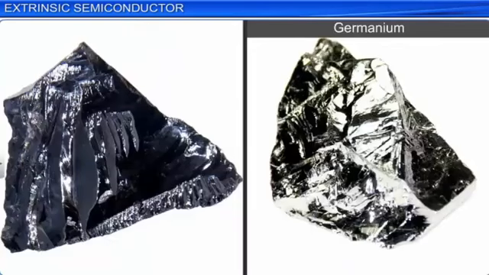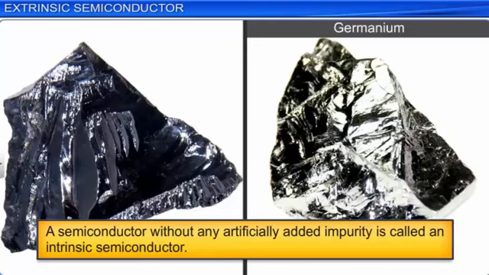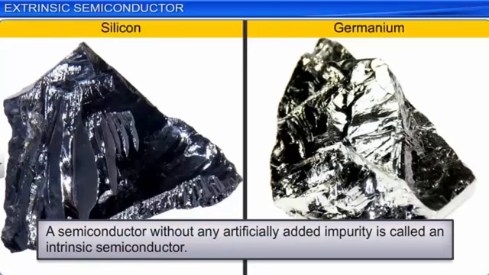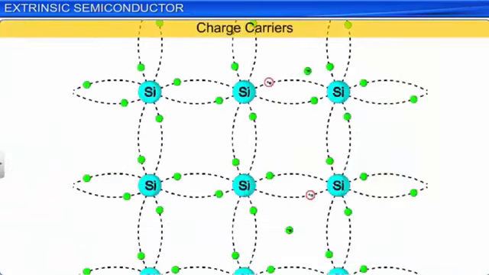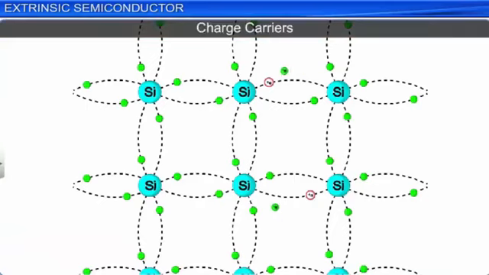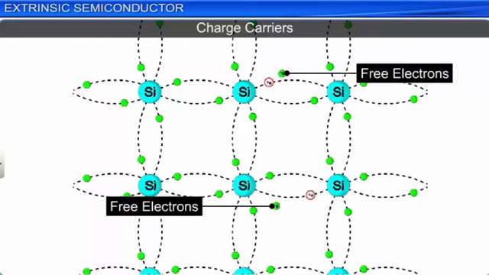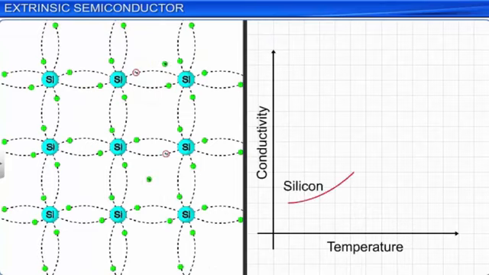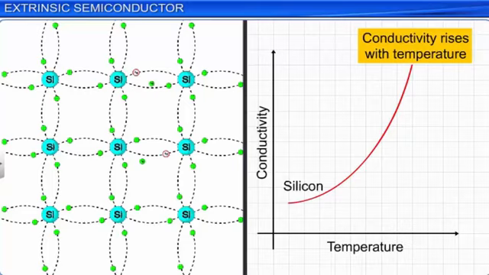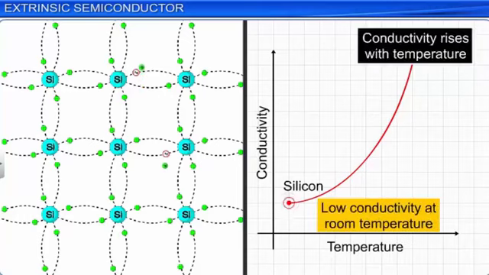As we learnt earlier, a pure semiconductor without any impurities in it is called an intrinsic semiconductor. Both silicon and germanium exist as intrinsic semiconductors. There are two types of charge carriers in the crystal lattice of an intrinsic semiconductor: the negatively charged free electrons and the positively charged holes. The conductivity of an intrinsic semiconductor increases with rise in temperature, as more electrons break away from the covalent bonds of the semiconductor atoms. However, at room temperature, intrinsic semiconductors have very low electrical conductivity.